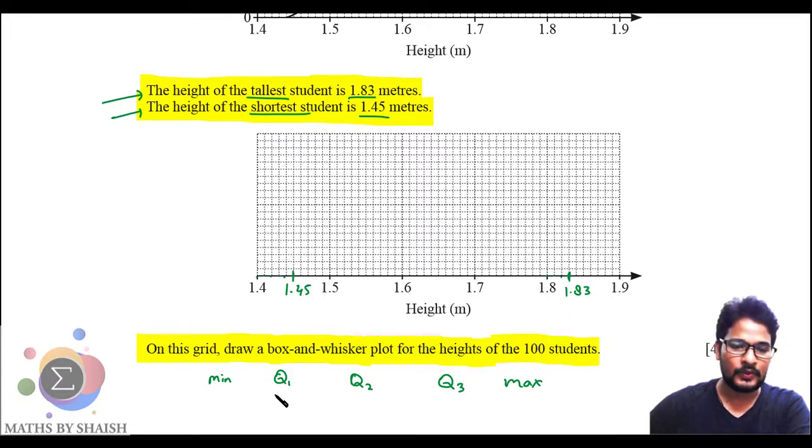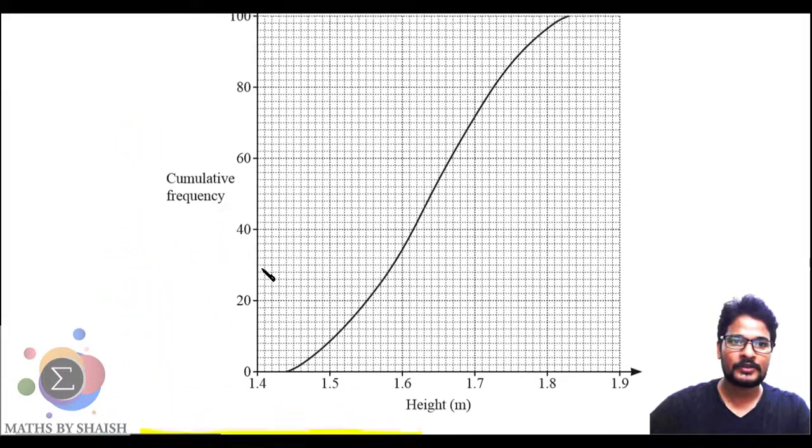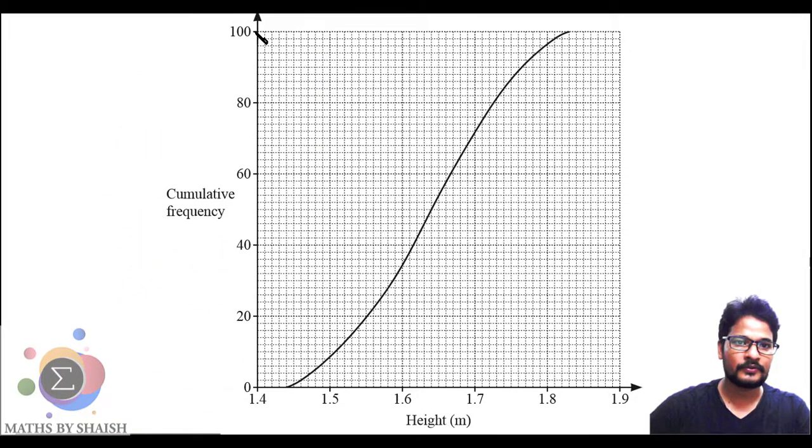And now we require Q1, Q2, Q3. Q1 is the lower quartile. Lower quartile means 25% of the data. So since the total number of students is 100, 25% means 25% of 100, and that is of course 25. So we'll find 25 here.